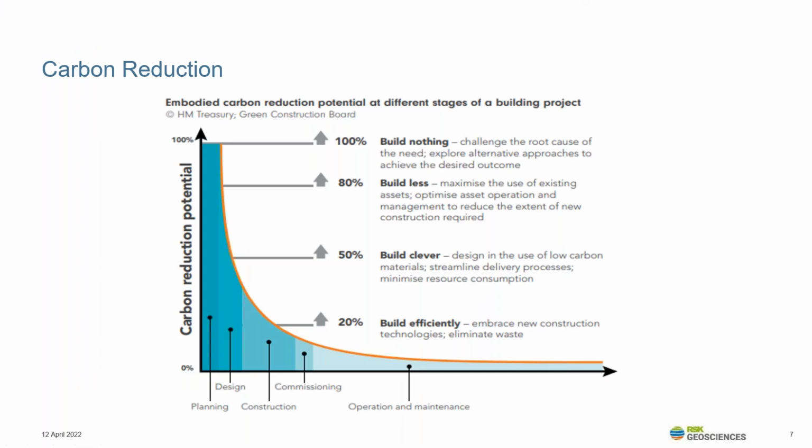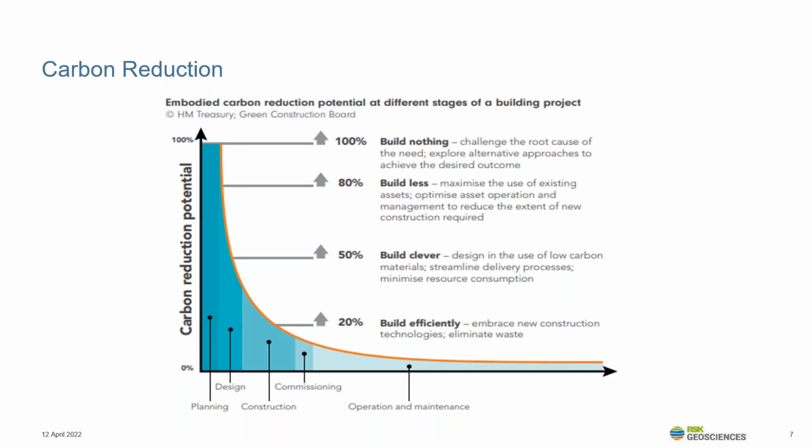So, what can we do in the built environment? Put simply, we just need to use less stuff. So how can we achieve that? Well, we could build nothing, which would result in 100% reduction in carbon, but as I quite like my job, I'm not going to be suggesting that as an idea going forward.